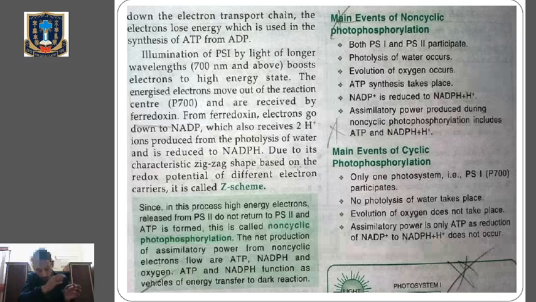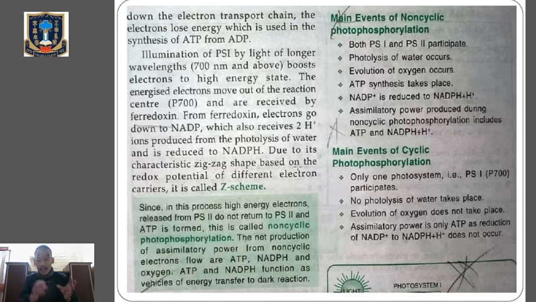And while moving down through the electron transport systems, the electron is losing energy, which is being utilized for the formation of ATP. Okay, so illumination of PS1 by the light of longer wavelength, 700 nanometer, will excite its electron. So PS1 will receive the light having the wavelength of 700 nanometer, and in that process the electrons of PS1 become excited. It will come back to a higher energy state. Now those excited electrons will come out from the reaction center of PS1 and will be accepted by the electron acceptor.